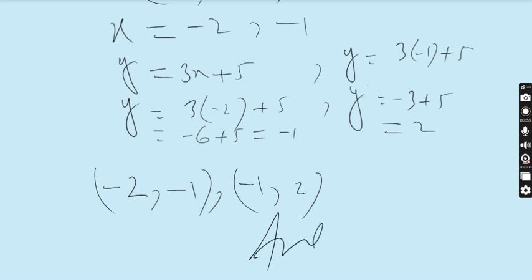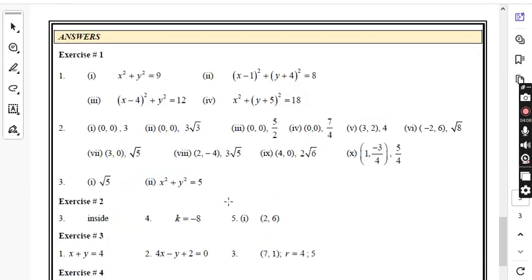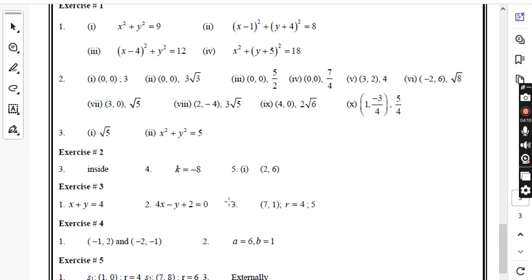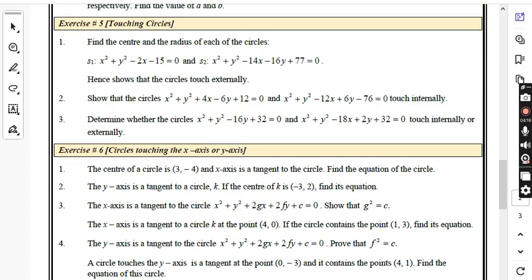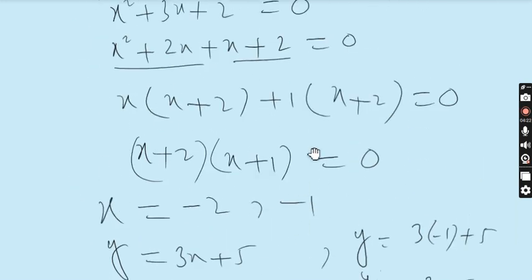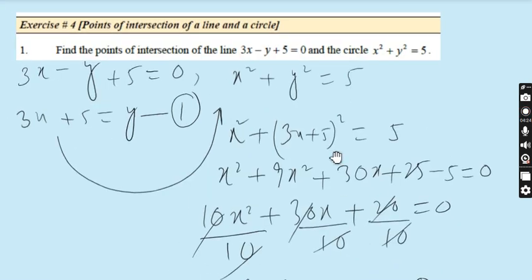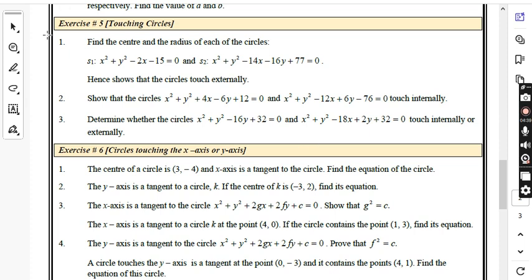This is our final answer. These are the points of intersection. This is exercise number 4. Negative 1, 2, negative 2, negative 1. So this is our final answer. Hope you understand. So exercise 4 has finished because it is related to the topic of simultaneous equations. Hope you understand. Now move to the next exercise, which is very important in your coming exam.